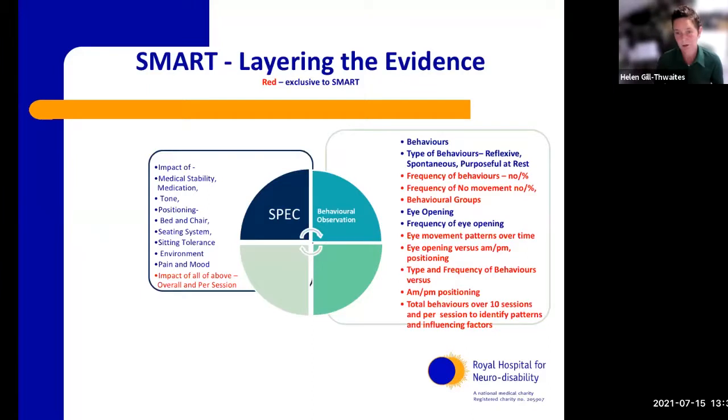But SMART will look at all of these aspects, the frequency of those behaviours, behavioural groups. It'll definitely look at eye movement patterns over time, and it'll also look at eye opening, AM, PM, and all of those things on the list. And the total behaviours over the 10 sessions, per session, to identify any patterns. Well, when I talk about the eye movement as well, not only are we asking are the eyes open or closed, we also look at over those sessions, where are the eyes looking? And if there's a pattern, we can record that.